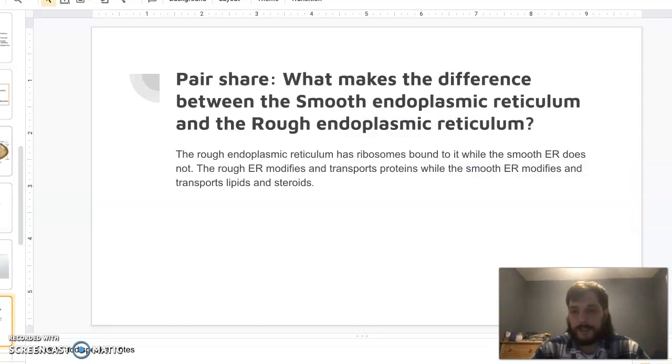So I'll move on to the pair share activity I have. What makes the difference between the smooth endoplasmic reticulum and the rough endoplasmic reticulum? Go ahead and discuss that with your partner, and then we'll pick out some partners to share what they got. Okay, after we've discussed that, we'll go over the answer together. The rough endoplasmic reticulum has ribosomes bound to it, while the smooth endoplasmic reticulum does not. So the rough ER modifies and transports proteins, while the smooth endoplasmic reticulum modifies and transports lipids and steroids.